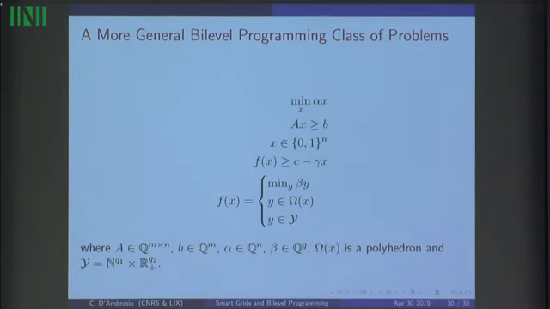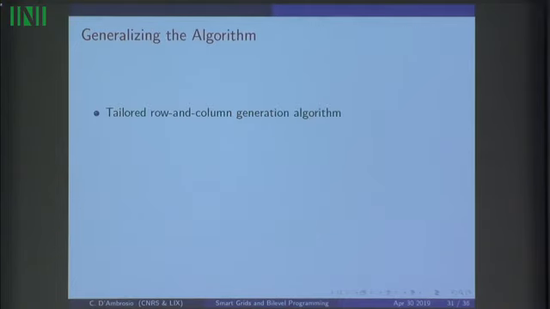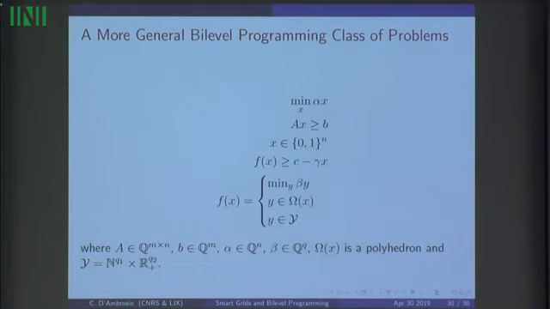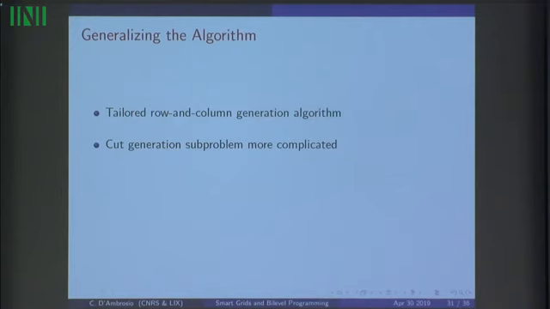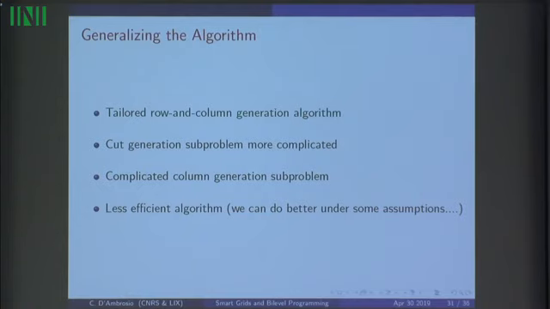Starting from this, we were also able to further generalize the method to a more general class of bilevel programming that looks like this. We have a minimization of a linear function of variables of the upper level, subject to some constraints, and these are binary variables. Then we have a constraint on the objective function value of the lower level problem. But I won't explain this. Just to say a few words, as this method is more general, it is even less efficient. It will be a row and cut generator algorithm, and it's less efficient unless you make some assumptions.